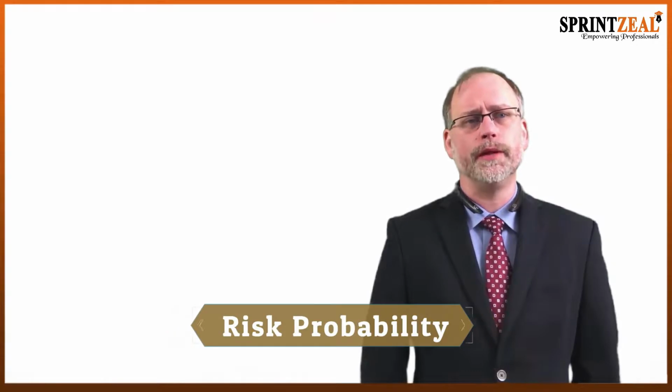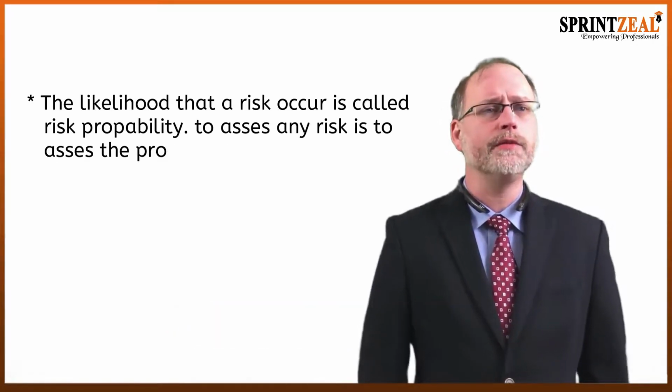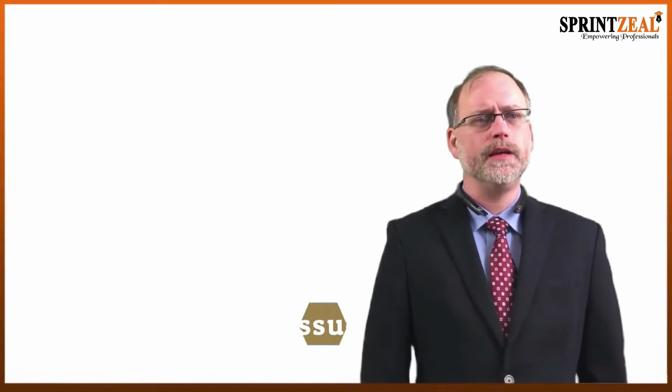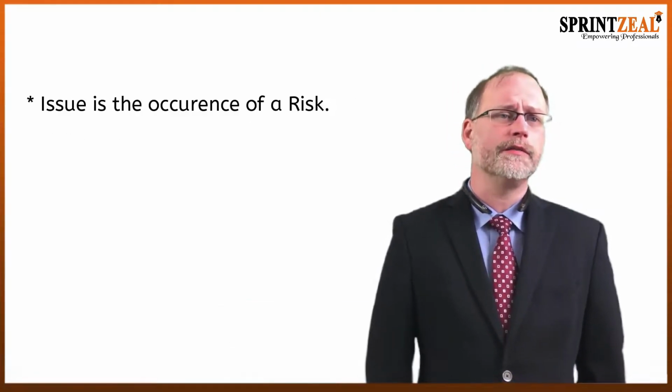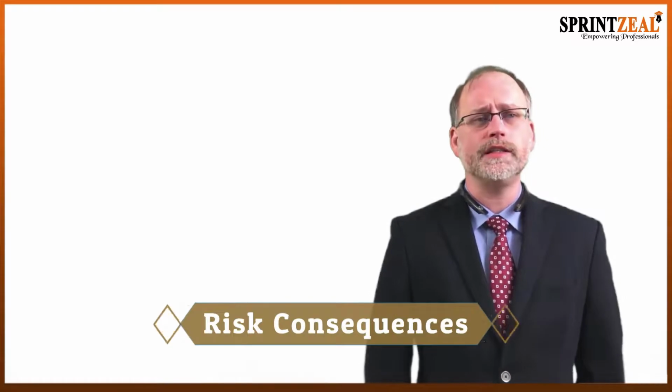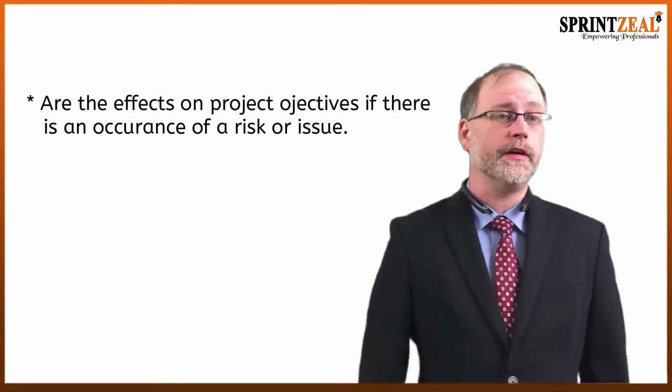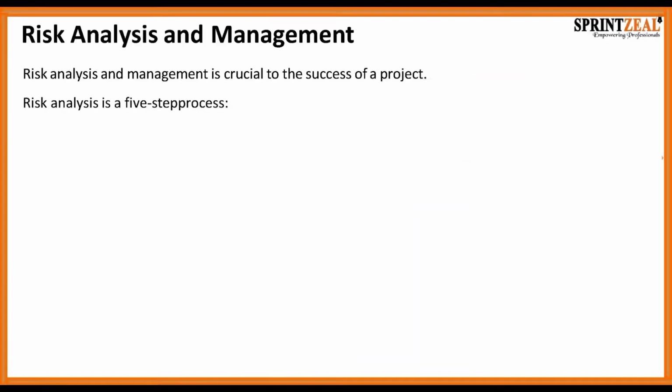The likelihood that a risk will occur is called risk probability. To assess any risk is to assess the probability and impact of that risk. Now, an issue is the occurrence of a risk, and risk consequences are the effect on the project objectives if there is an occurrence of a risk or an issue. Now, risk analysis and management is crucial to the success of a project.